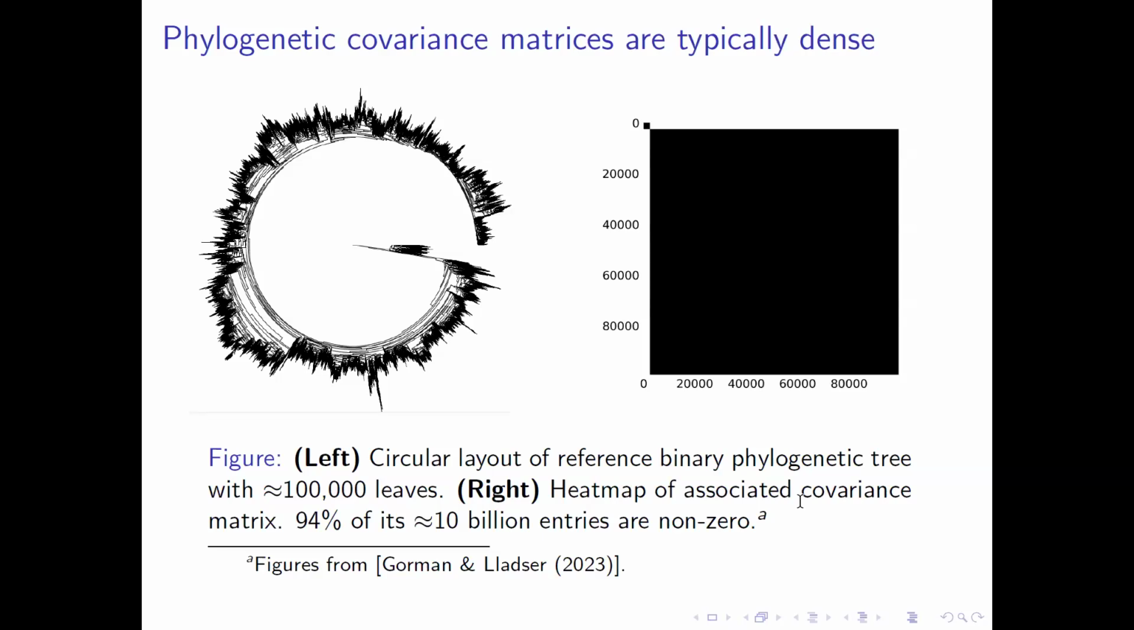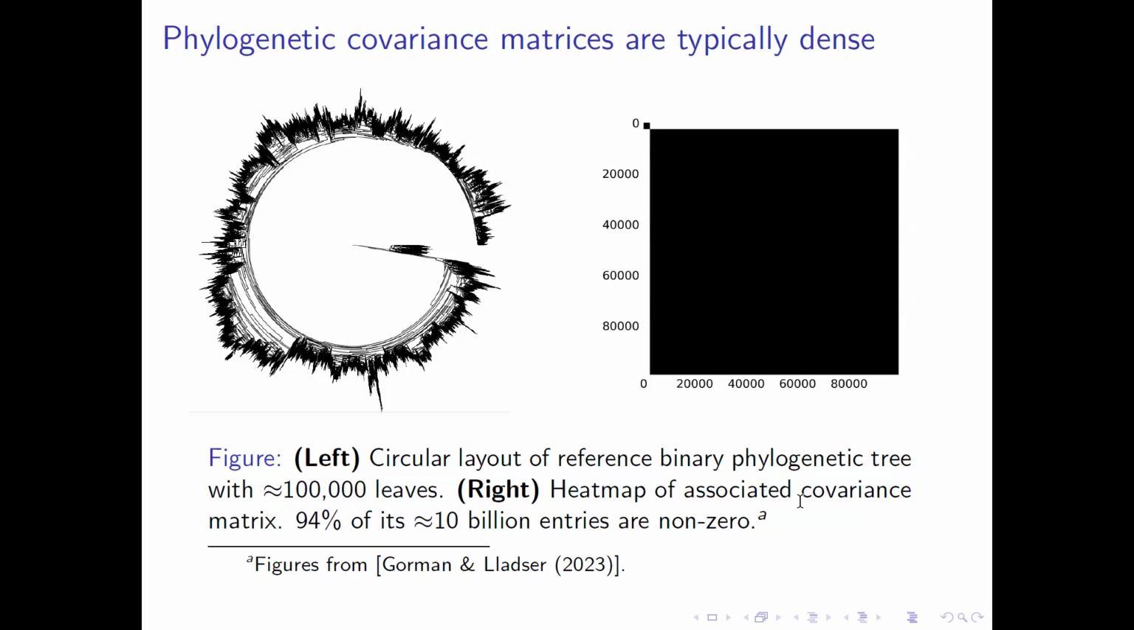Again, these covariance matrices are most often dense or almost fully dense. For example, this is a binary phylogenetic tree from the 97% Greengenes data set. It has about 100,000 leaves or species. And the covariance matrix has about 10 billion entries, about 94% of which are non-zero. So this is a huge challenge to deal with computationally, both just to store in memory and to actually work with. I think that this particular covariance matrix would be something like 100 gigabytes or more.